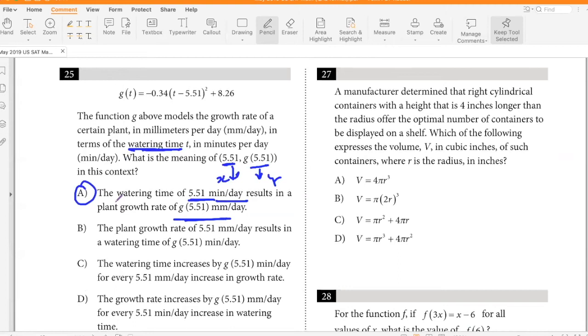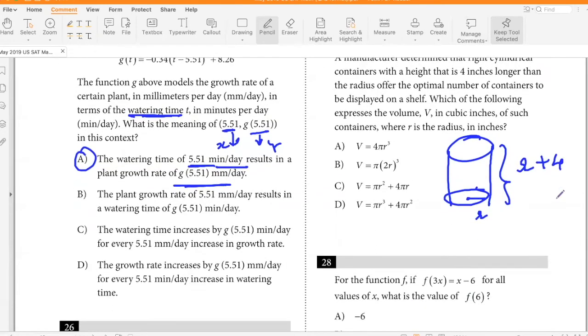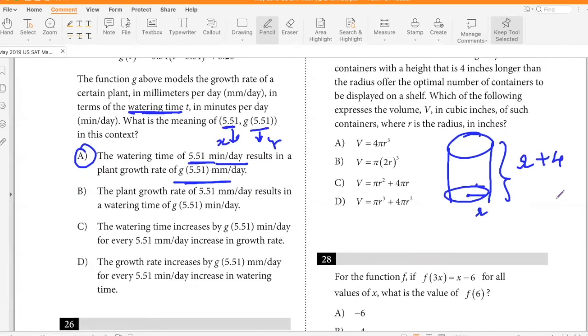A manufacturer determined that right cylindrical containers with a height that is 4 inches longer than the radius offer the optimal number of containers to be displayed on a shelf. Okay, so this is a cylindrical container, and let's say this is the radius. So the height is 4 inches longer than the radius. Which of the following is the volume in cubic inches of such containers where r is the radius?